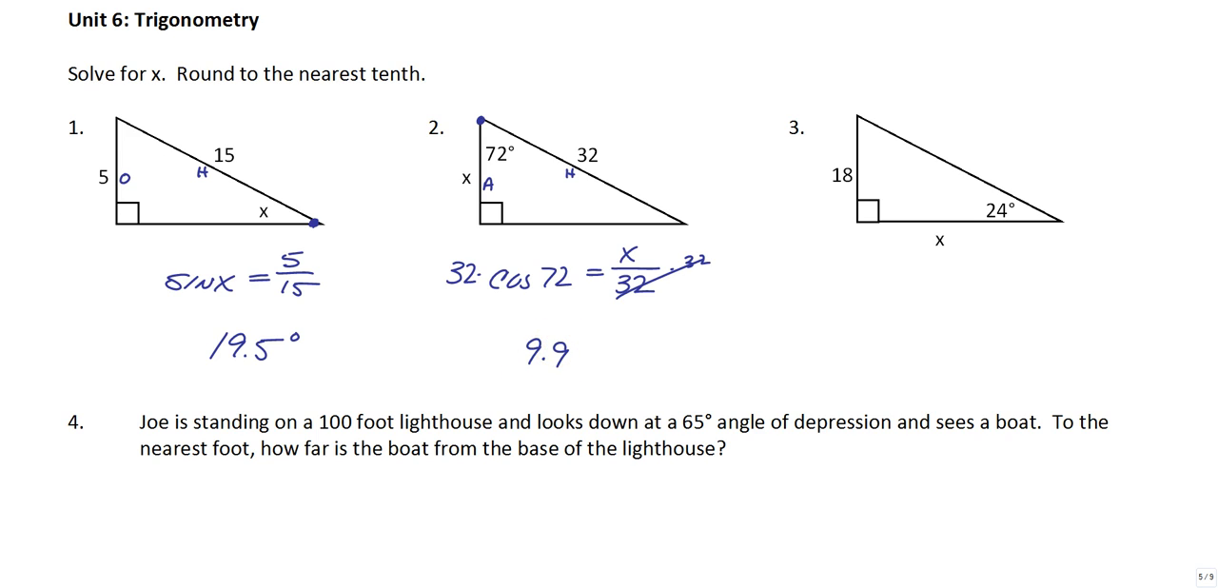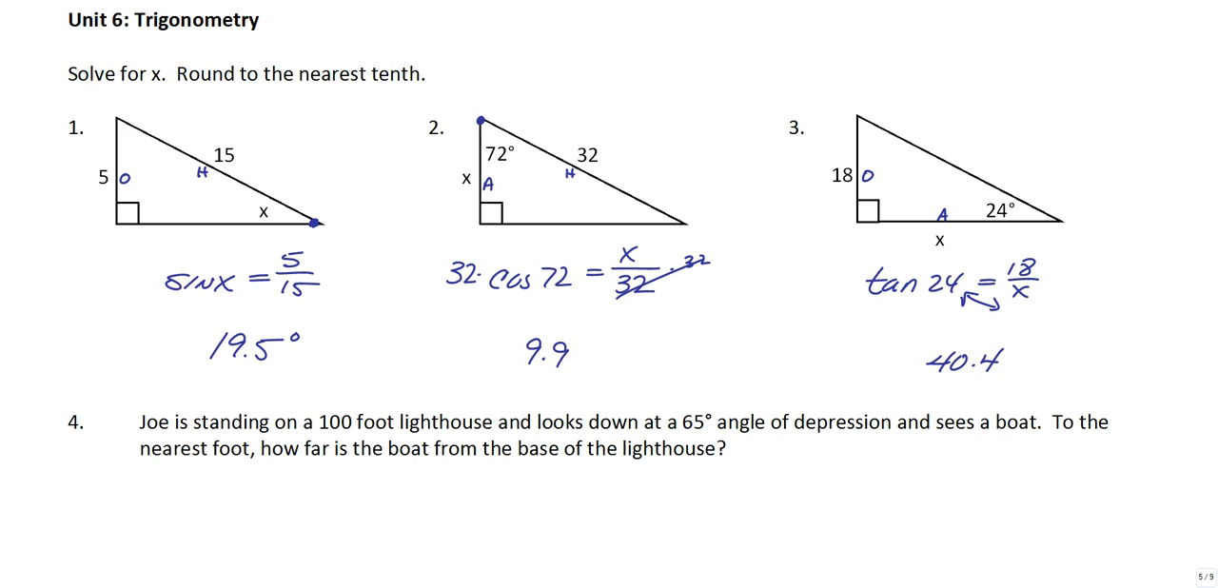And finally, the last one, we have an opposite and an adjacent from when we stand at 24. So that's the tangent of 24 is equal to 18 over x. Since x is in the denominator, we need to get him out of the denominator first. So we would multiply both sides by x, then divide by the tangent of 24. So really, you just switch those guys. So x is equal to 18 divided by the tangent of 24, and you will end up with 40.4.